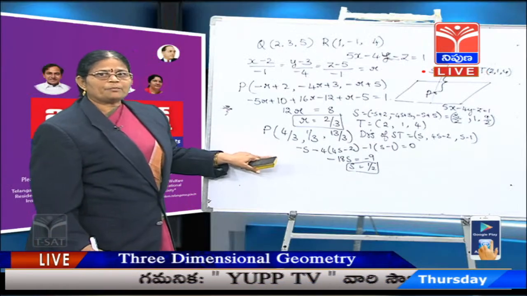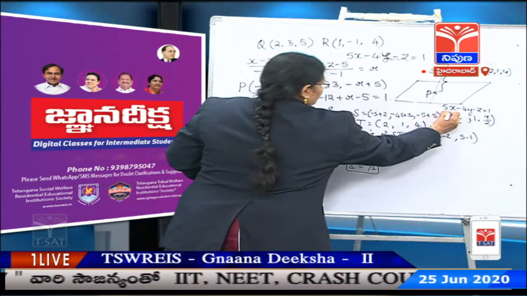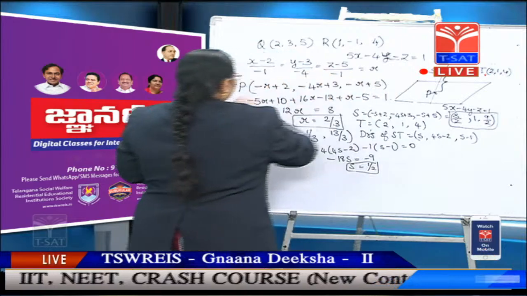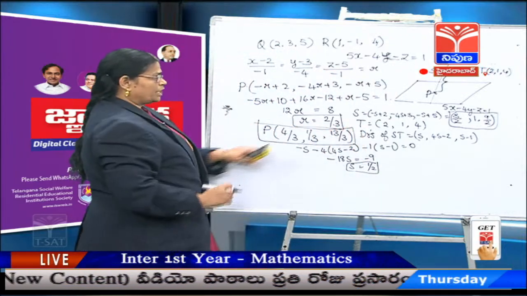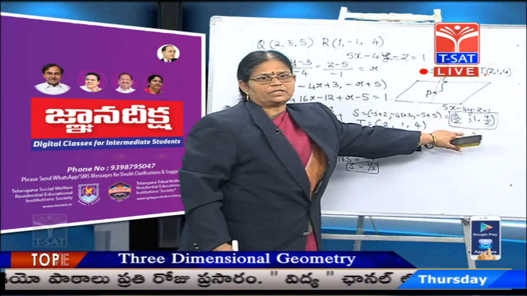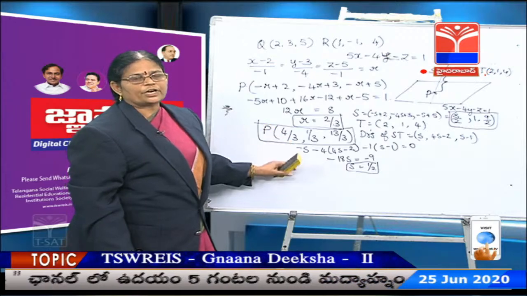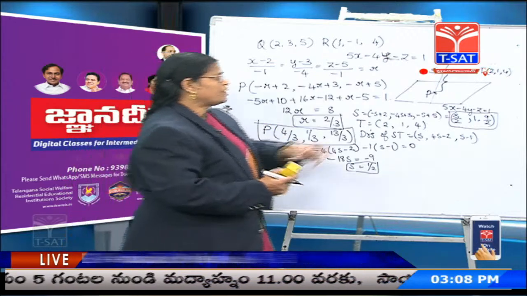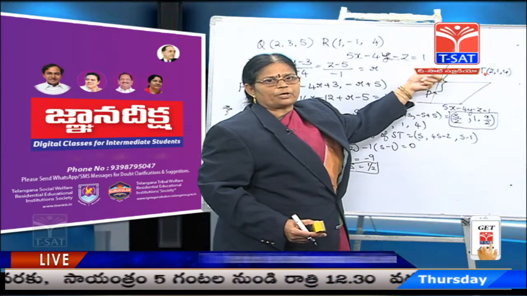Now, the problem asks for the length of the segment PS. This is the point S. Where did we find the point P? This is the point P. We have to find the distance between these 2 points. Again, use your distance formula here. When you draw the figure, you can get a clear idea of how we solve the problem in steps.